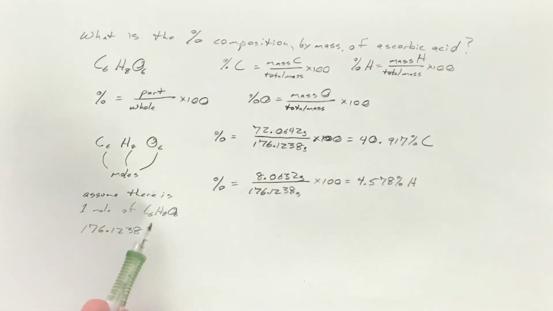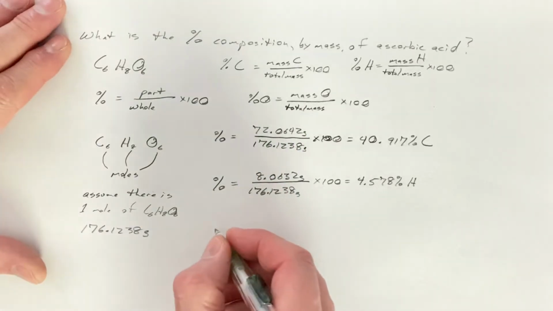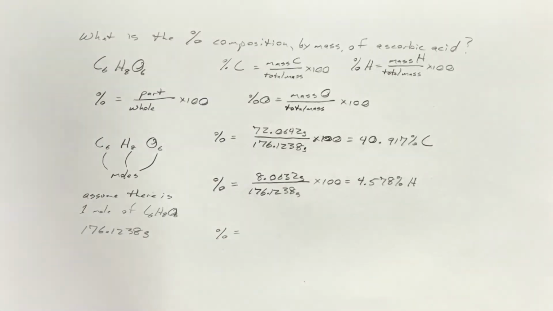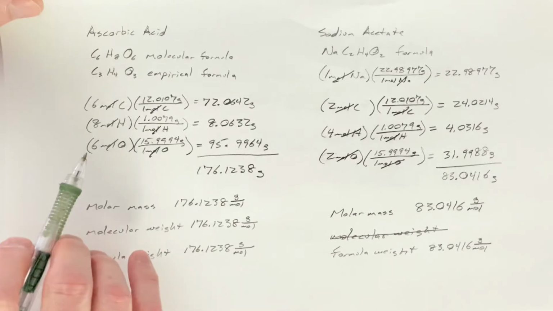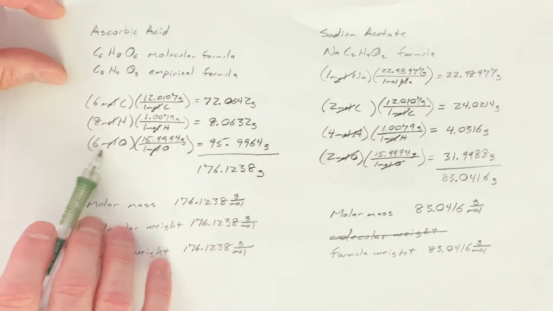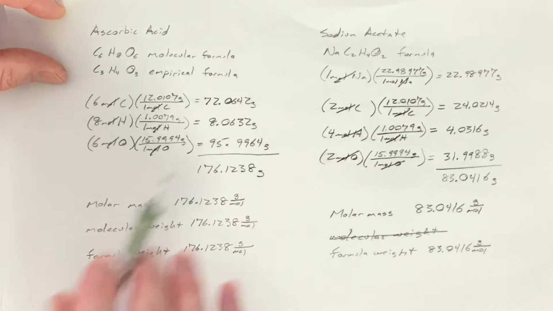Again, we are assuming 1 mole of ascorbic acid. We are now interested in the percent composition of oxygen. When we looked at 1 mole of ascorbic acid, we saw that it had 6 moles of oxygen, and 6 moles of oxygen has a mass of 95.9964 grams.